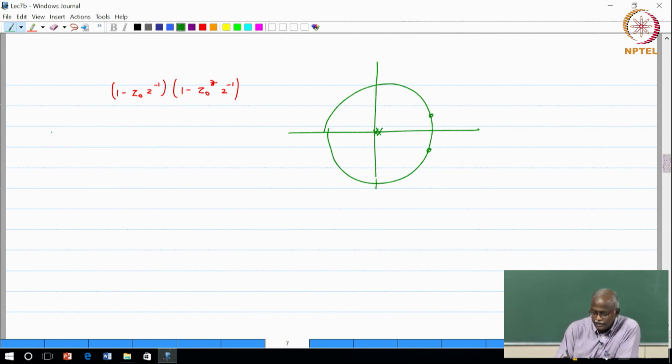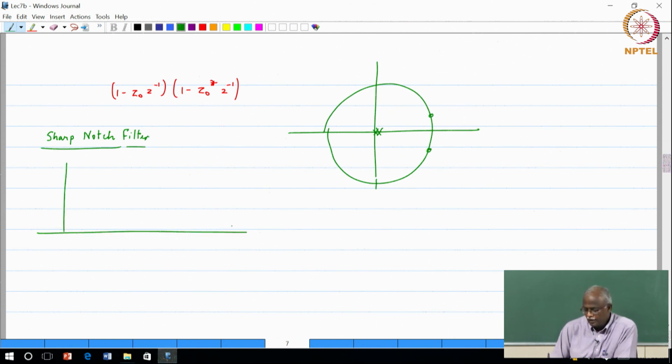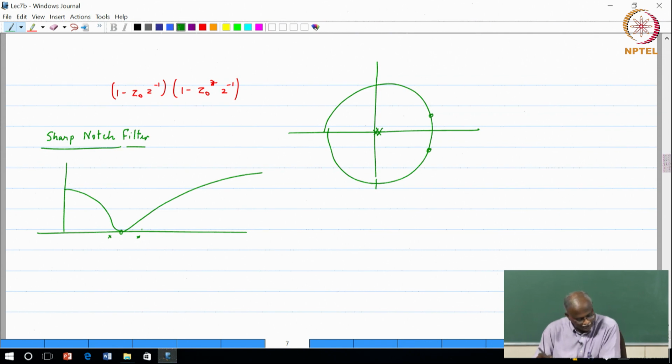So, if I want a sharp notch filter, the intuition from chapter 5 of Oppenheim and Schafer says I have got a 0, so the response is like this. Now, how do I make it sharp? I have to add a pole very close to where I want this. So, basically I have to add a pole somewhere around that point. Yes, that is the correct thinking.